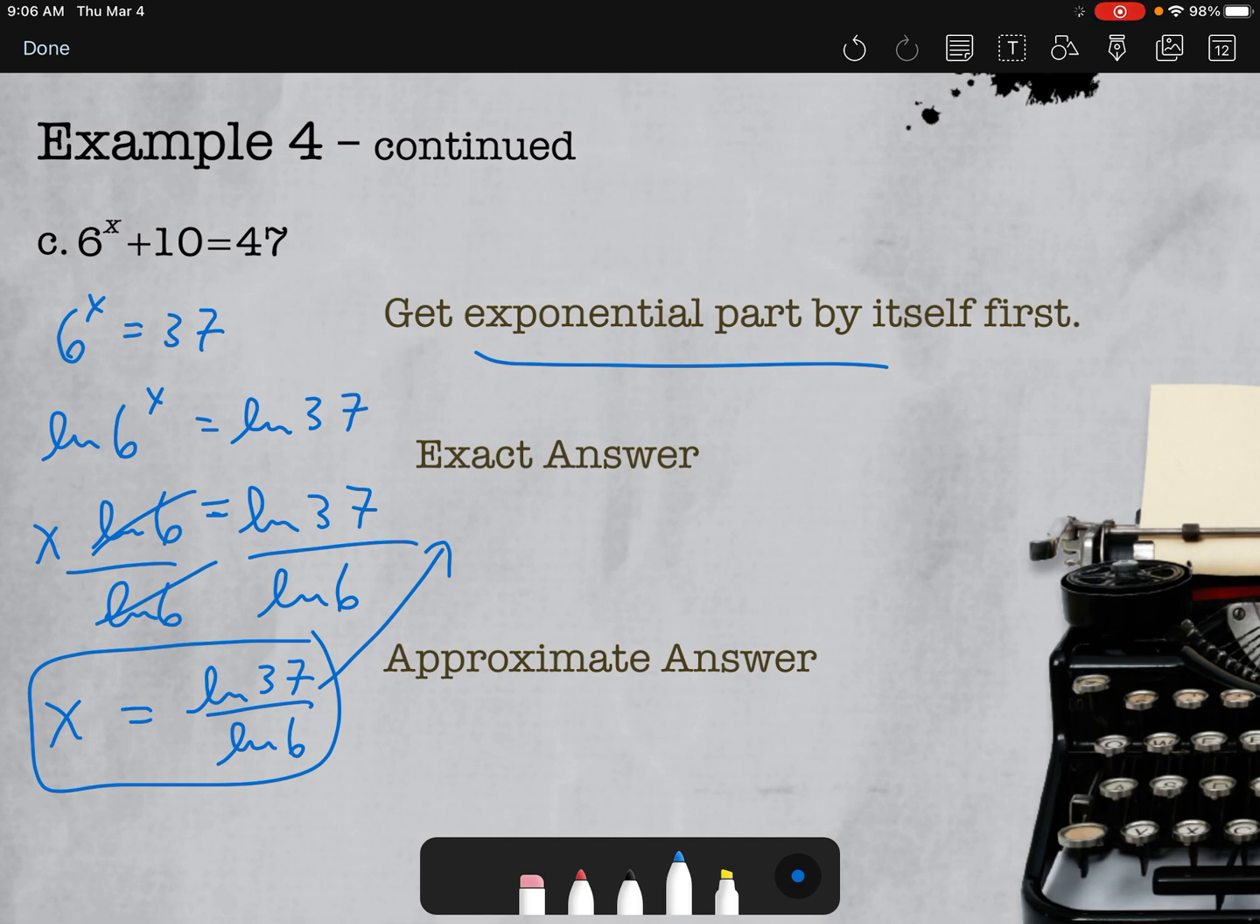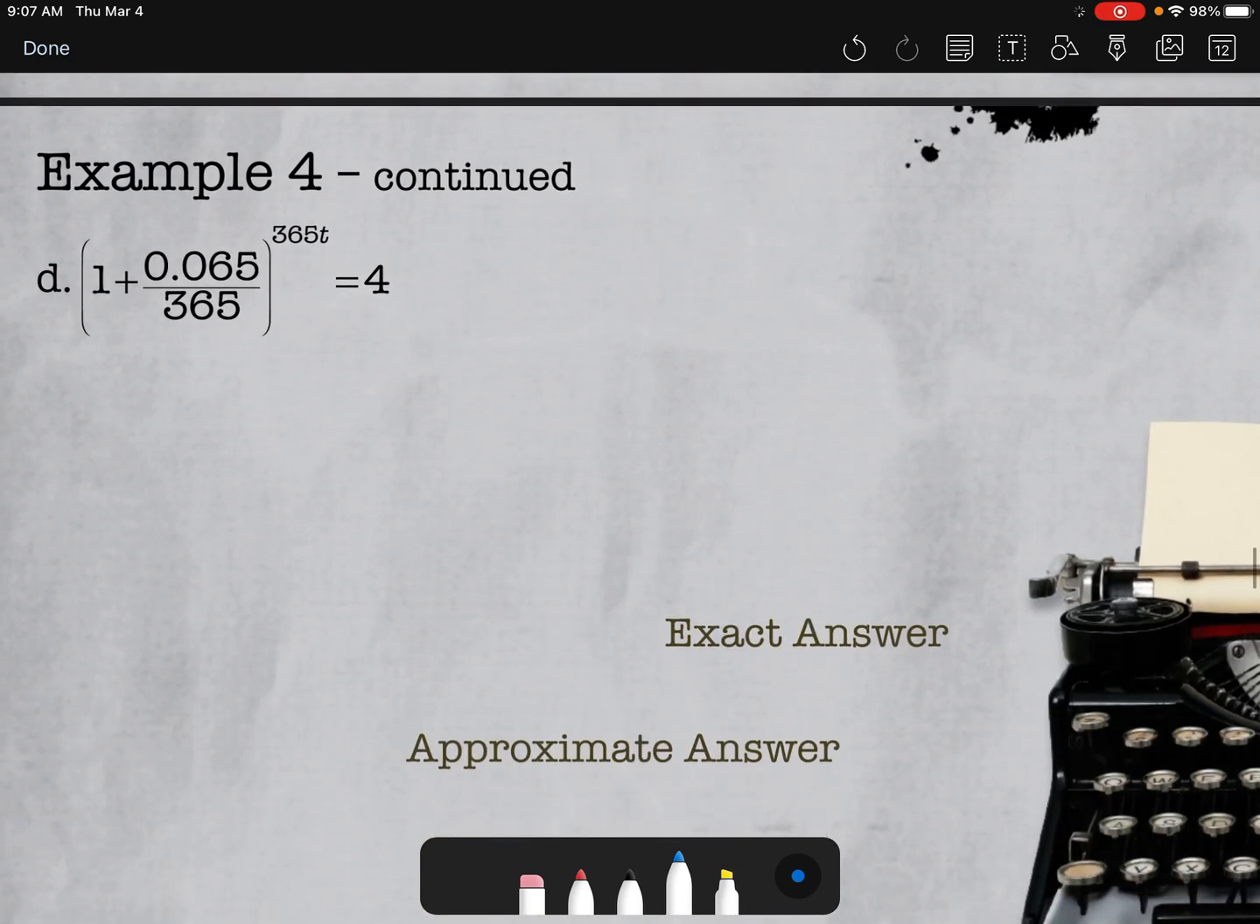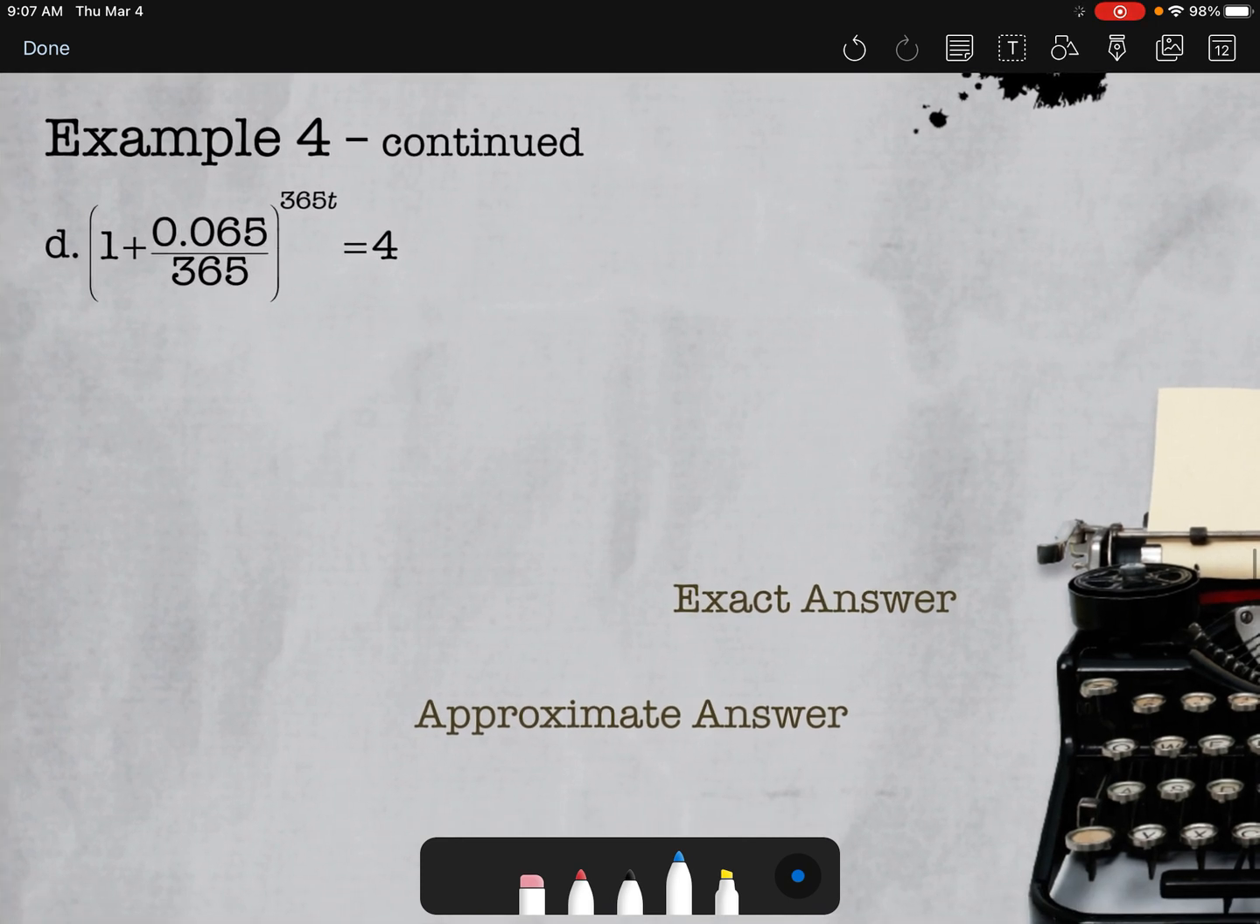This is exact. Now, what's approximate? Well, it's what you put in your calculator. Natural log of 37 divided by natural log of 6. Be sure to use parentheses. 2.015, approximately, solves that equation. You would not be able to solve exponential functions like this without using your calculator, without using logarithms too.